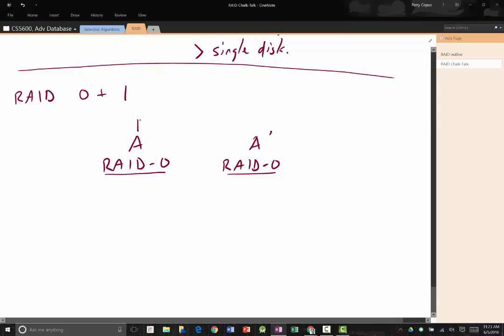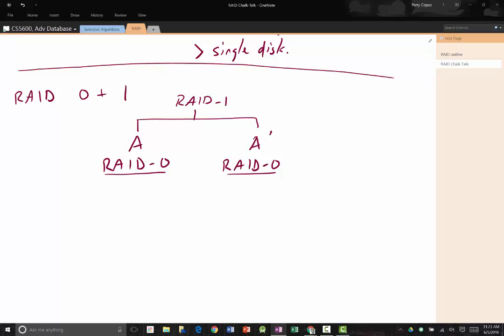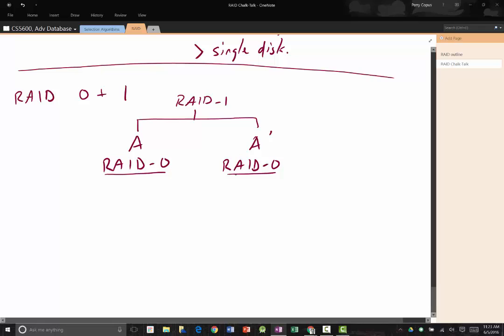So since we're calling that a mirror, we'll draw it like this. So this is a RAID 1 array of RAID 0 arrays. Does that make sense? This is RAID 0 plus 1. You get the redundancy of RAID 1, at least part of it, with the performance of RAID 0 combined. Very nice.